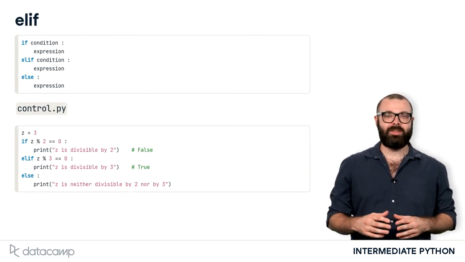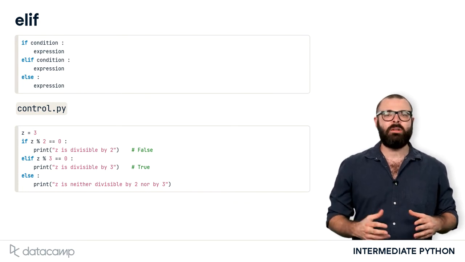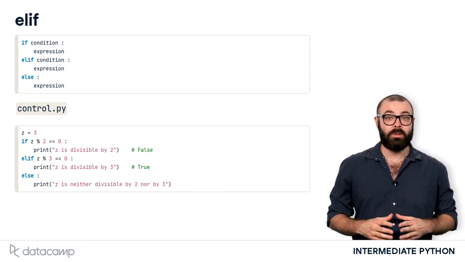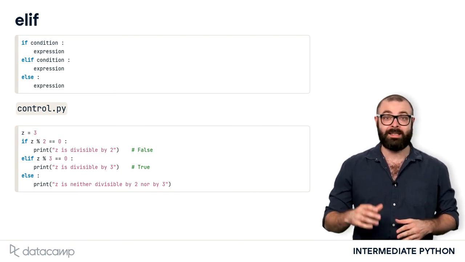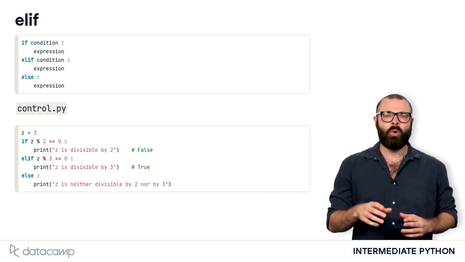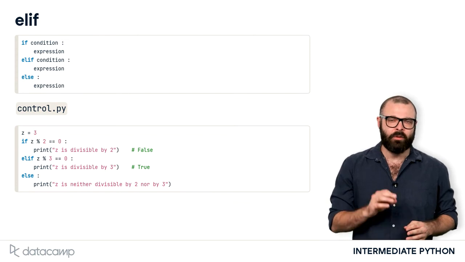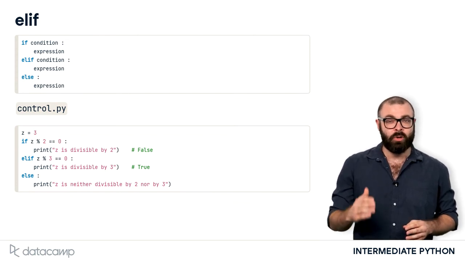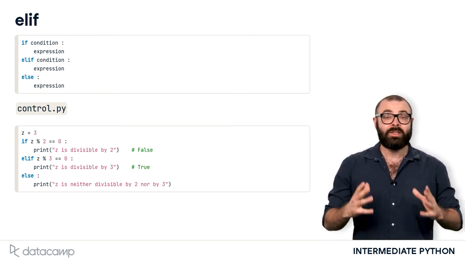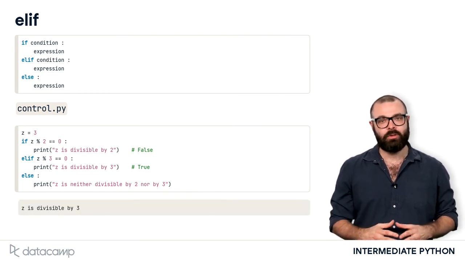You can think of cases where even more customized behavior is necessary. Say you want different printouts for numbers that are divisible by 2 and by 3. You can throw some elifs in there to get the job done. Take this example. Can you tell what this script will print out if you run it? If z equals 3, the first condition is false, so it goes over to the next condition. This condition does hold, so the corresponding print statement is executed.